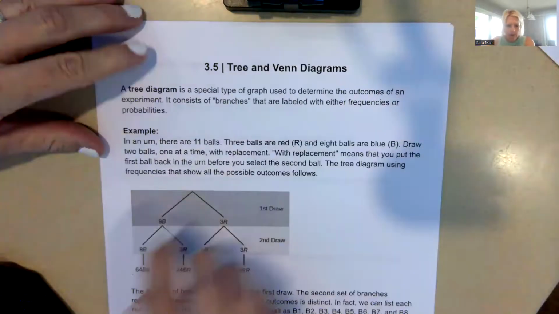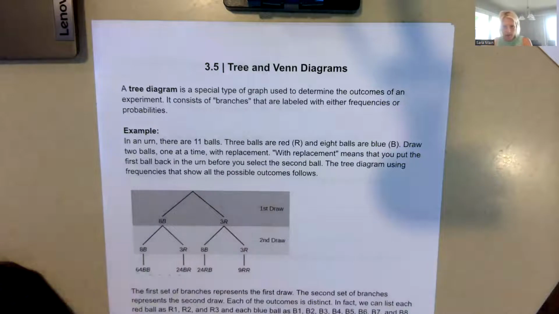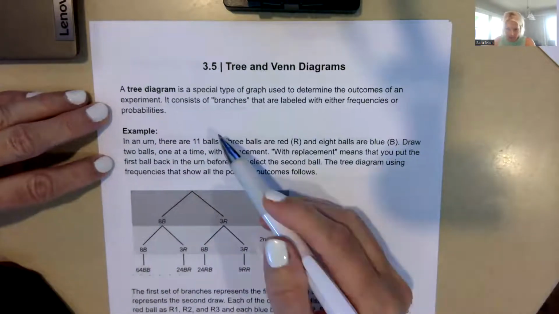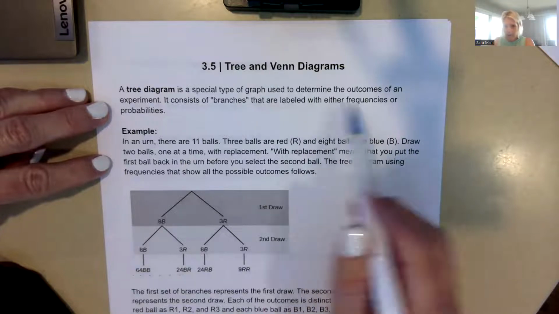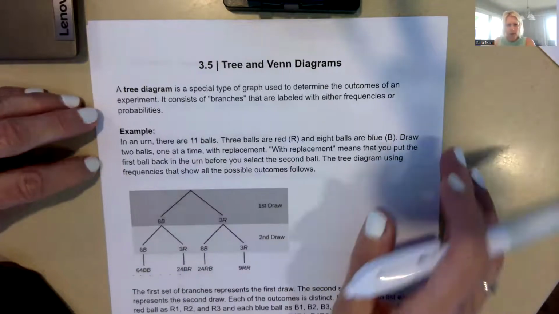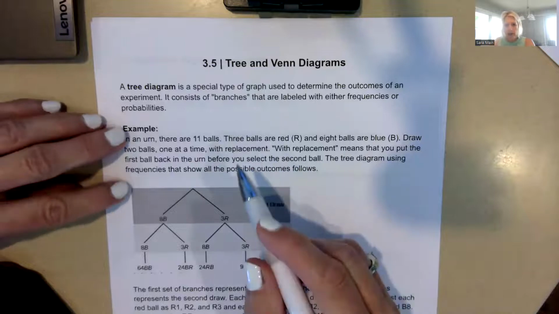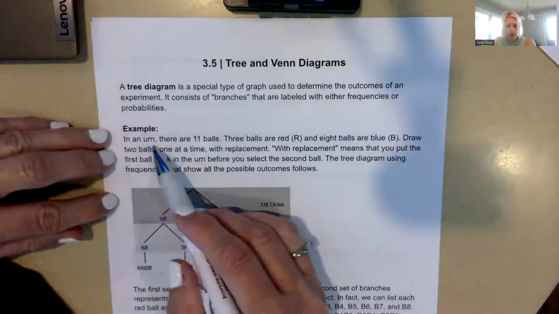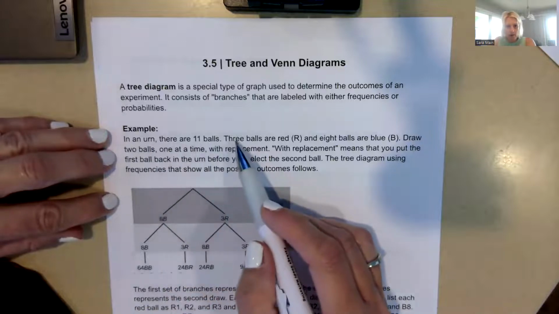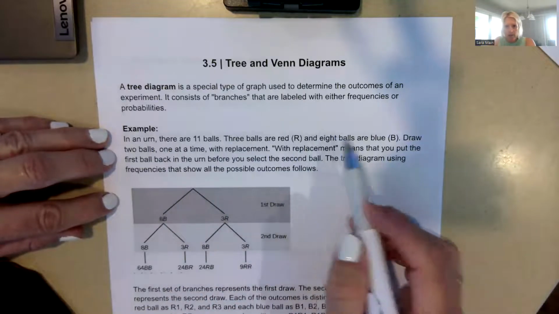A tree diagram is a special type of graph used to determine the outcomes of an experiment. It consists of related branches that are labeled with either frequencies or probabilities, and the branches have to do with the possible outcomes of the experiment. Our example says, in an urn, there are 11 balls. 3 balls are red and 8 balls are blue.